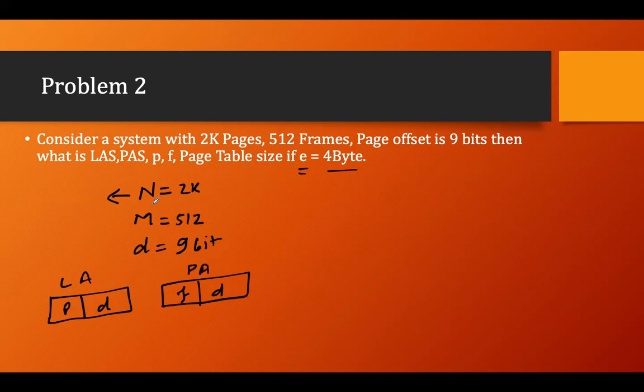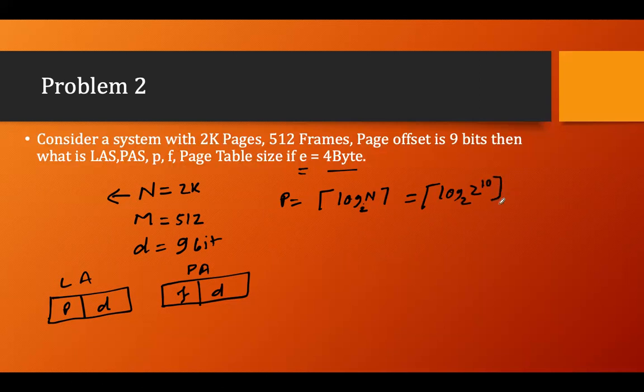Now the number of pages are there. How will we calculate the P and how will we calculate the F? So for P, it will be log 2 of n. So what is log 2 of n? What is n? N is 2k. 2k means 2 to the power of 10.